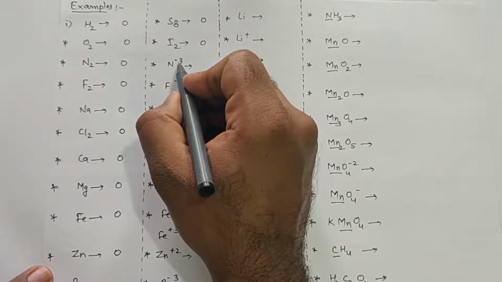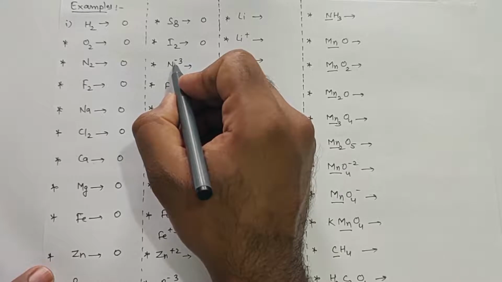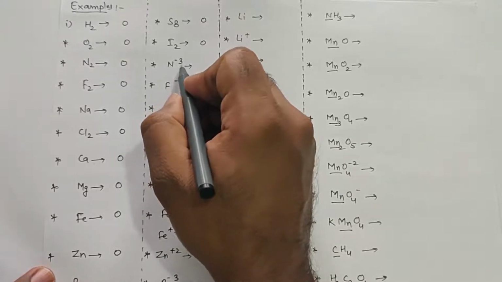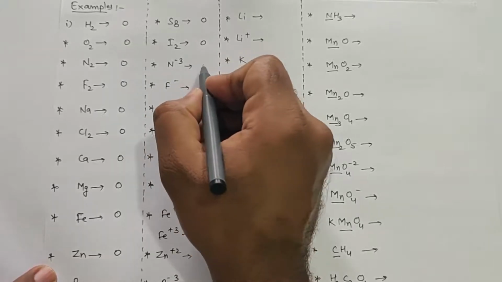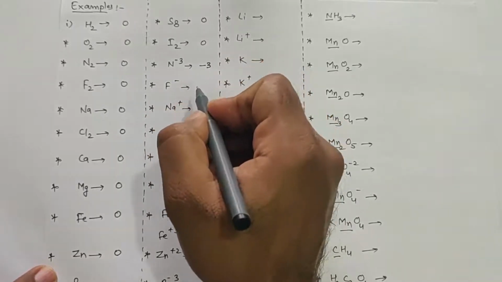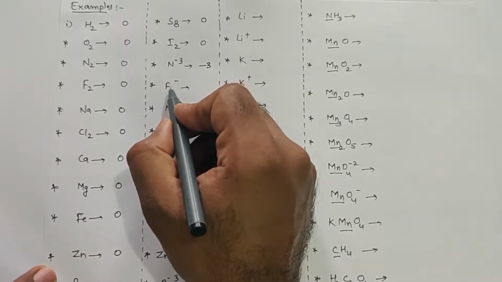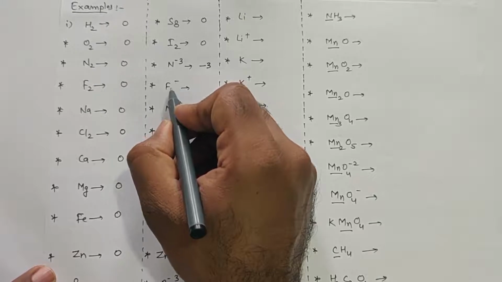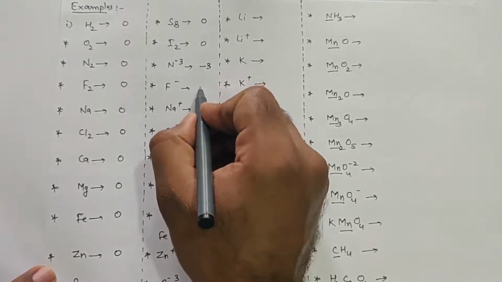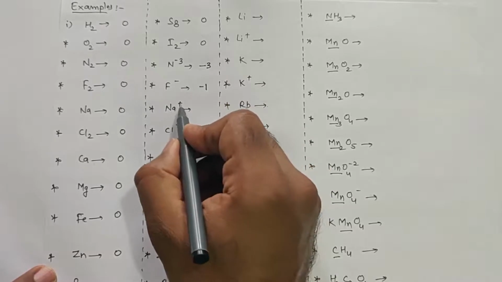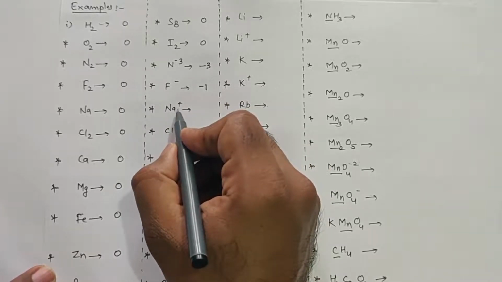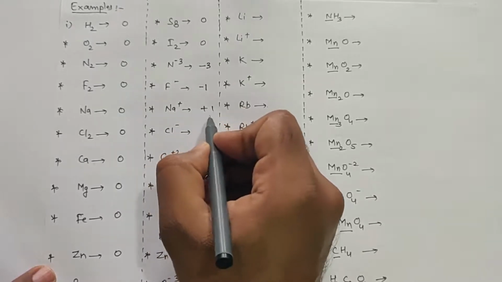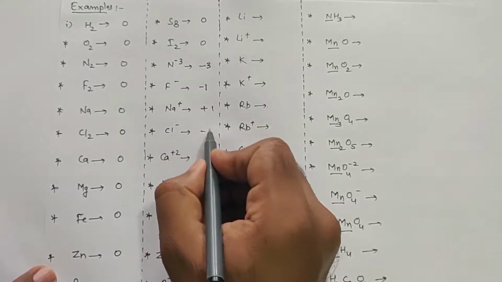This is not a neutral molecule, so the oxidation number will be equal to the charge present on it. Hence, the oxidation number of nitrogen in this ion equals -3. F-, this is fluoride ion. In case of ionic compound, oxidation number represents the real charge. Hence, oxidation number of fluorine is -1. In case of Na+, this is ionic part. So the oxidation number of sodium in Na+ equals +1. For chloride ion equals -1.